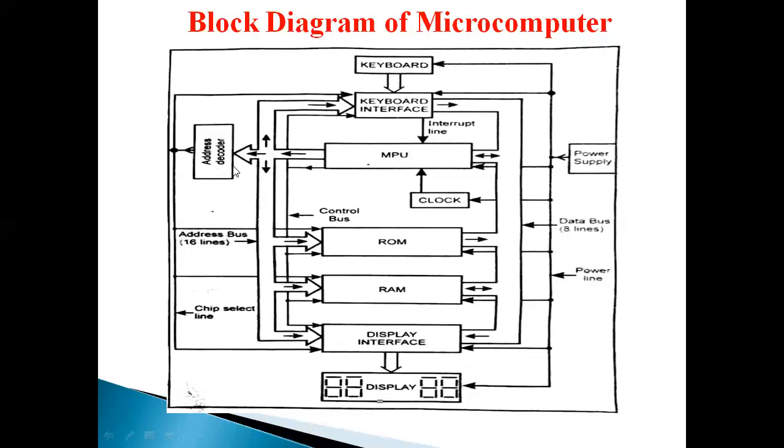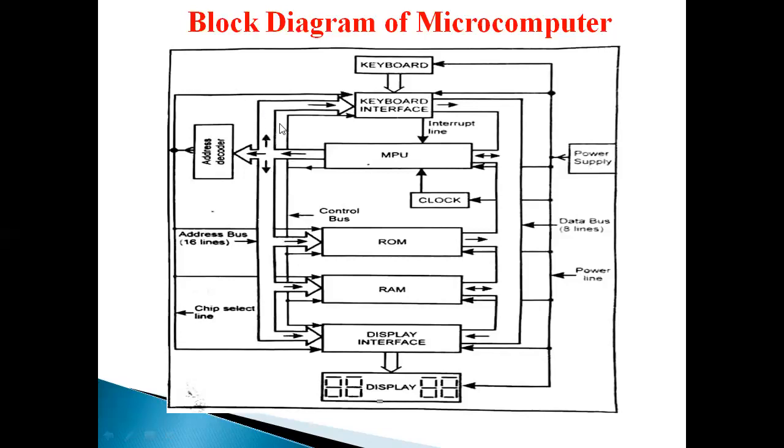Next one is address decoder. It is used to decode the address and select the proper chip, that is chip select line will be selected. Next will be power supply. Power supply is necessary to operate the circuit. Next will be clock. Clock is a microchip. It provides timing and speed of all the computer functions.